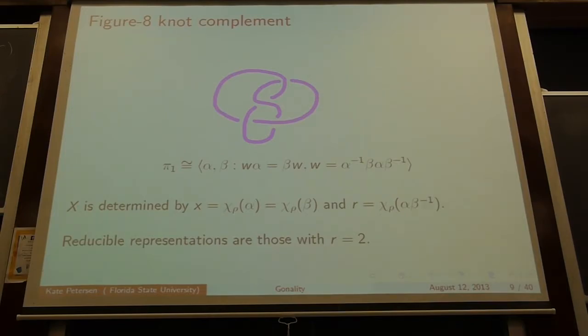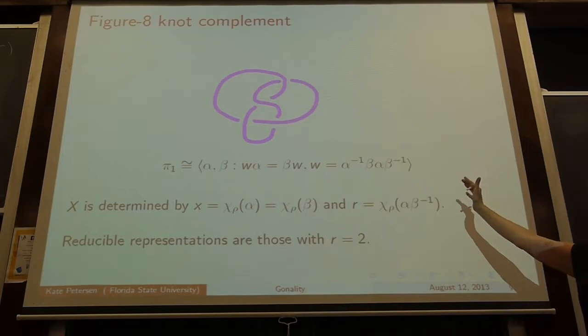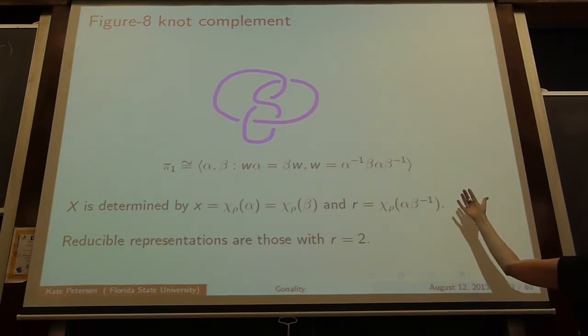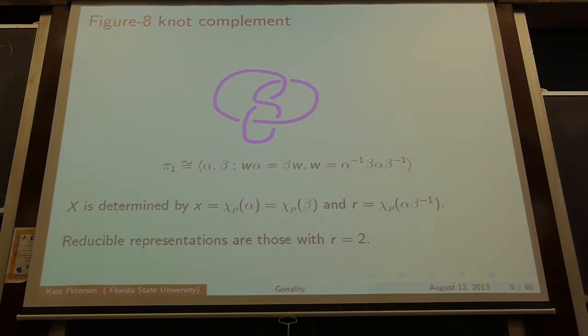Here's just a little outline for the figure eight. Hopefully that is figure eight. So I'm picking my favorite presentation. It turns out that I can choose any one I want, and I might get a different set in the end, different equations, whatnot, but the sets are going to be isomorphic in an algebraic geometric sense. So I'm just going to pick my favorite one.